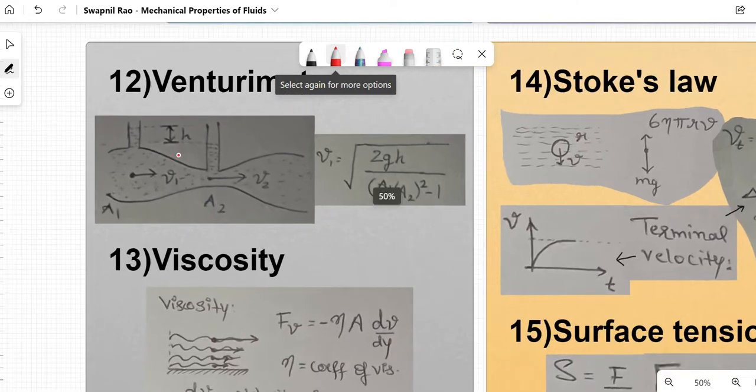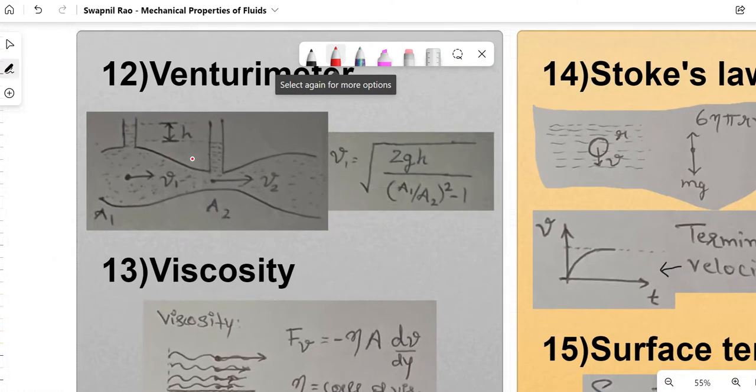You can look at it in NCERT for a better understanding, because there's another way to draw this same setup. So this is going to be h. You have to know what h is. It's going to be the height difference between the liquid over here and the liquid over here. So that is going to be small h, and in that case this is going to be the formula.